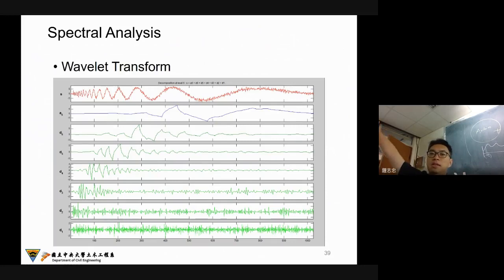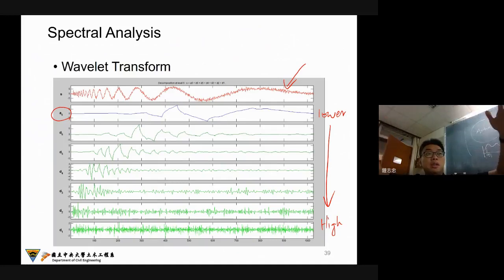So the first one is the original signal, the red one. This is the original one. The first component you can find here is from the lower frequency to the high frequency. So with a different spectrum, you may have a different component. Here you can see the higher frequency is like the noise, and in this three is the basic pattern of the spectrum for the original signal.